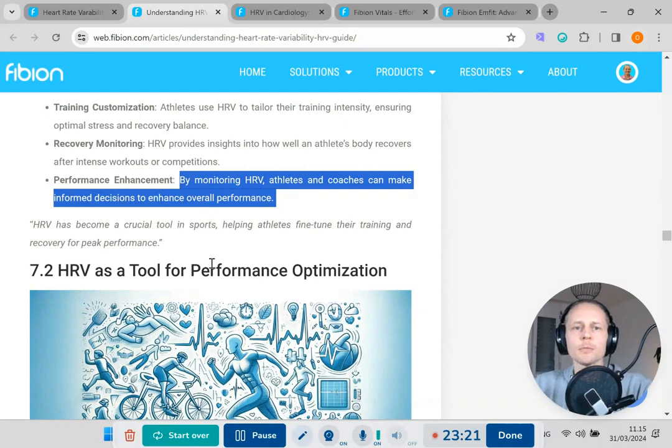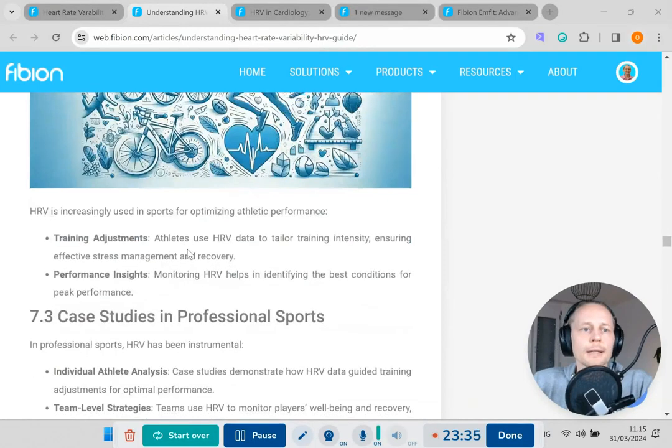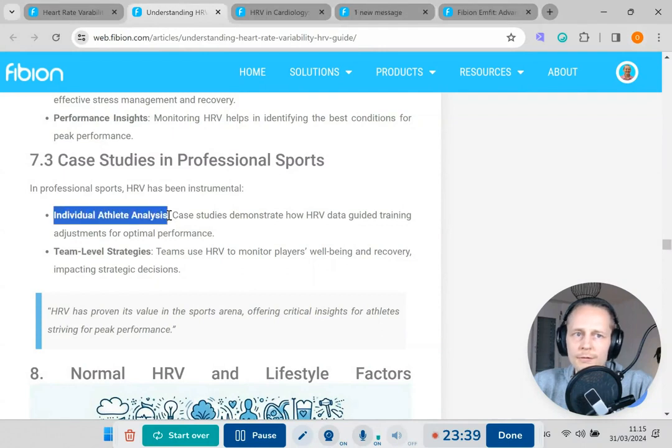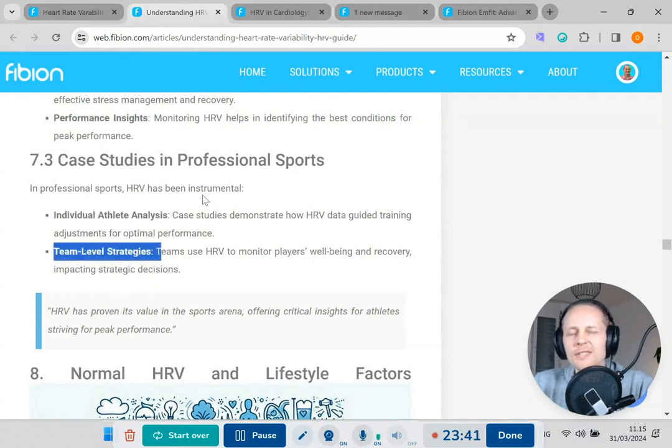For example, for some sports you have a lot of PR tasks, so those can be preventing the athlete recovering during the training sessions. And if we talk a little bit, you can use it in professional sports for individual athlete analysis or team level strategies. And I think this is important if we think about team sports where the team is training together, but you have, for example, different positions.